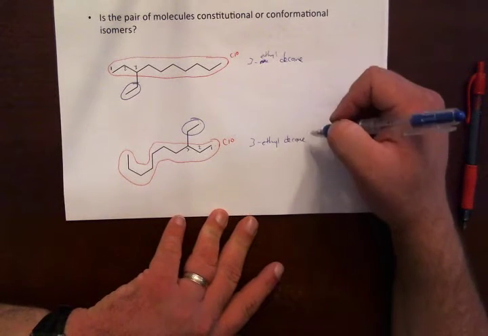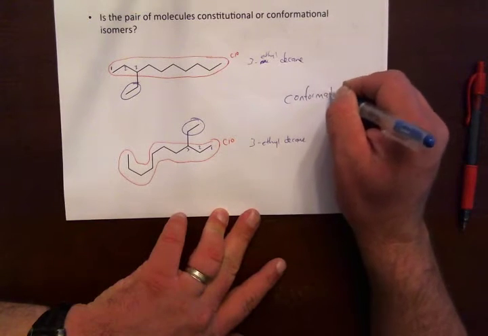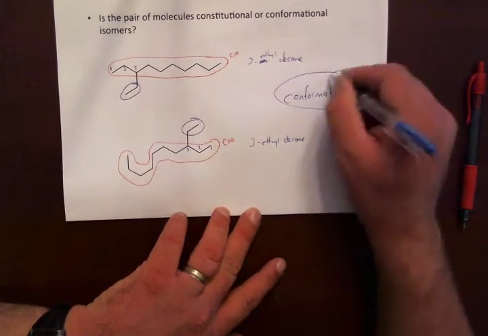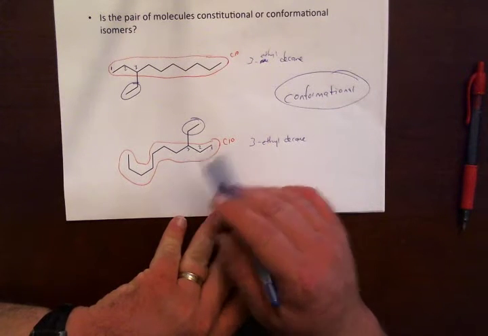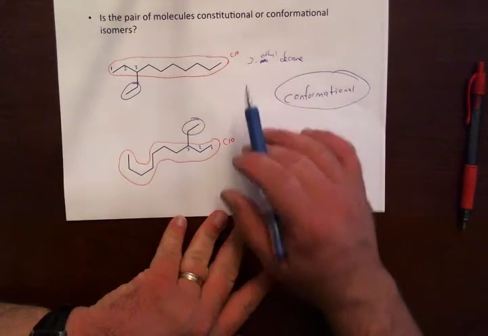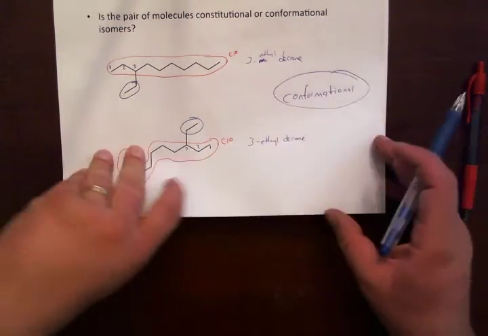Right? They have the same name, so they're going to be conformational isomers. But if this was, say, 4-ethyldecane, or 5-ethyldecane, they'd be constitutional isomers. But they have the exact same name, so they're conformational isomers.